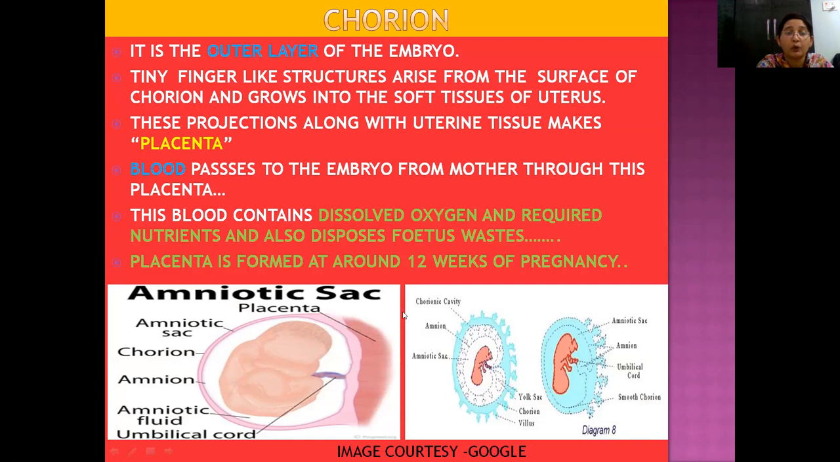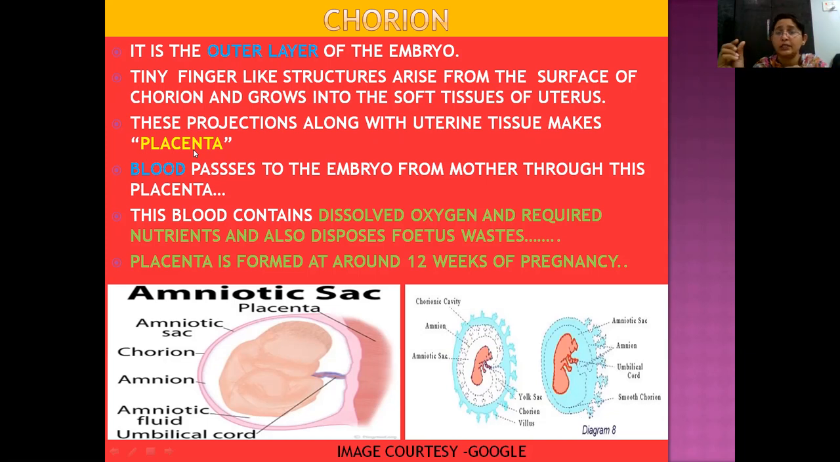It is the chorion. The function of the chorion is that slowly, from the outermost layer, some finger-like structures arise. These finger-like structures grow in size and enter the uterine wall, and they form the connection between the mother and the fetus. Have you understood? The outermost layer is called the chorion. From the chorion, some finger-like structures arise and enter the uterine wall, forming a connection between the mother and the fetus. So what is that connection? These finger-like projections form a special important layer, which is called the placenta. These projections along with the uterine tissue make the placenta.